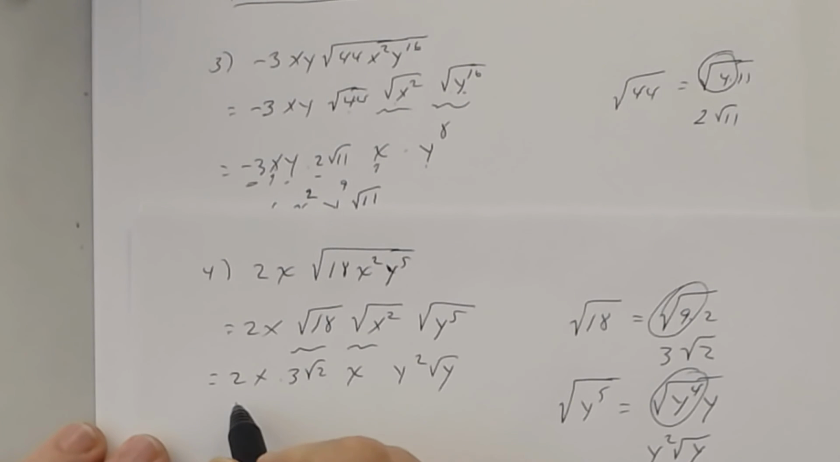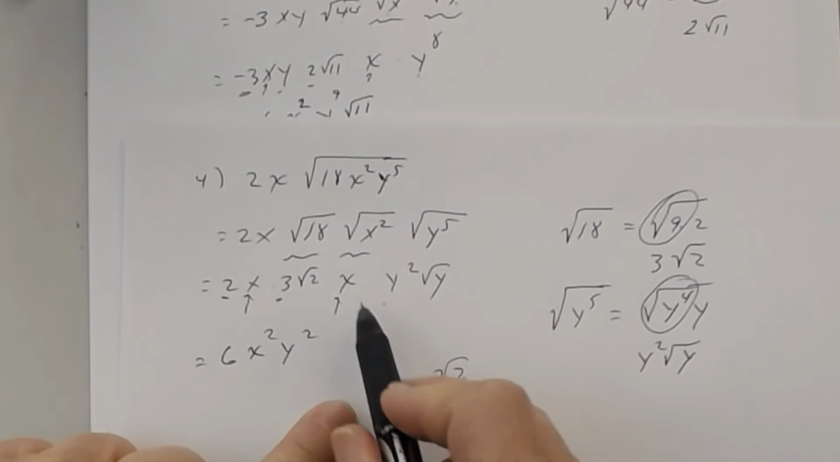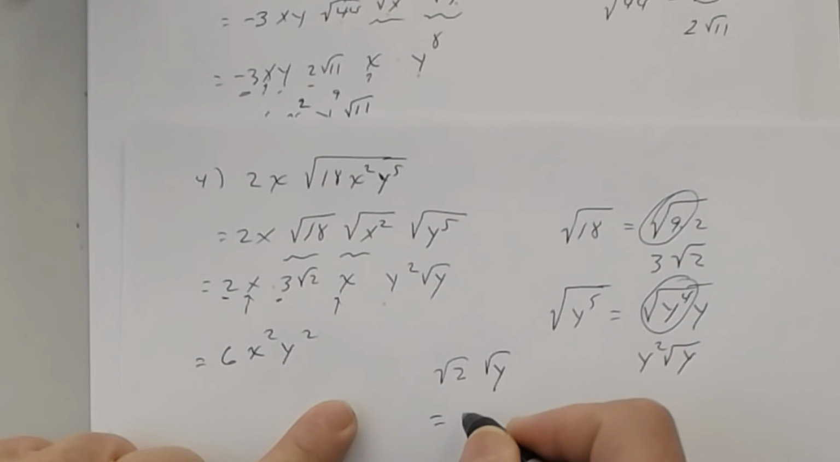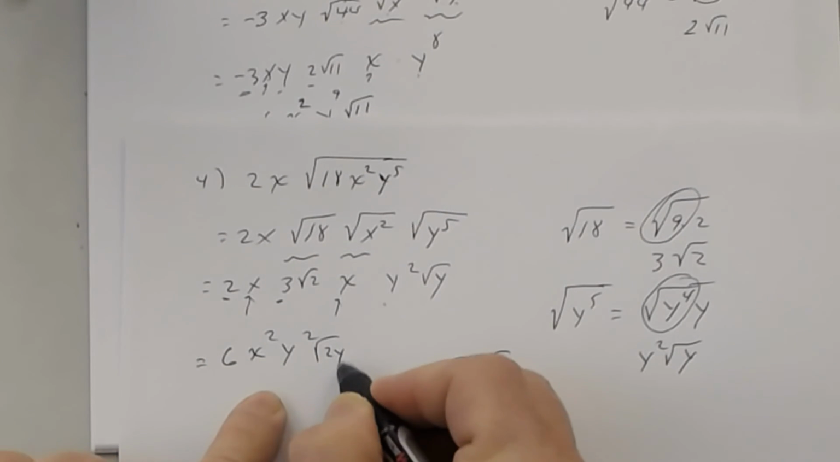So let's talk about the factors that are numbers. So 2 times 3 is 6. X times x is x squared. And then the y squared, right? All right, good. Because you see, you had the square root of 2, and you're multiplying by the square root of y. And that's just the square root of 2y. Okay?